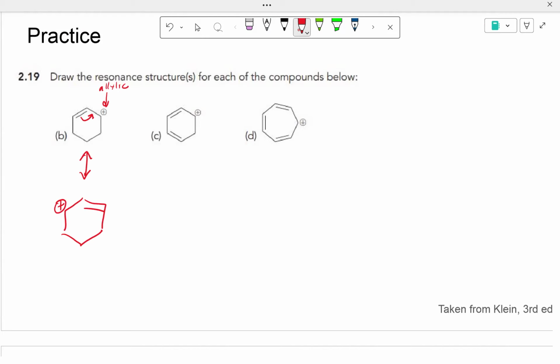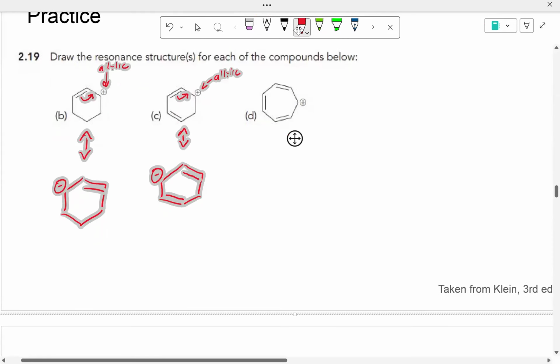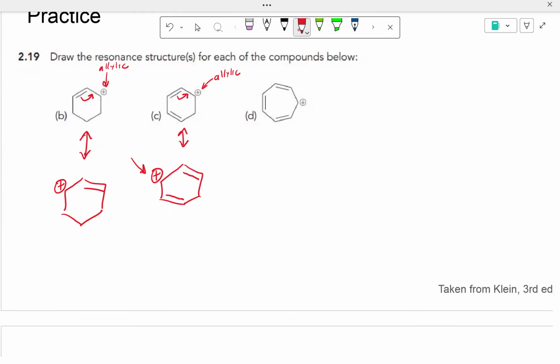Now let's look at C. Notice the carbocation here again is allylic. Notice which double bond it's allylic to. It's allylic to this one, not this one. So why do I point that out? Because these are the ones I'm going to move first. So now the pi bond's moved over, the carbocation is there. Now I can do another movement because now this new carbocation is allylic to this double bond. So I'm going to move that there.